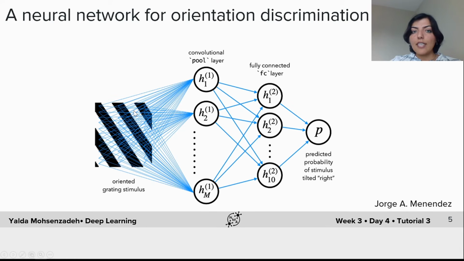For this, we designed a neural network with this architecture. It includes a convolutional layer followed by a pooling layer and then a fully connected layer and eventually an output node. Please note that the input to this neural network are images of the grating patterns in the stimulus set, and the output is the prediction of the probability of a stimulus tilted to the right, so one node.